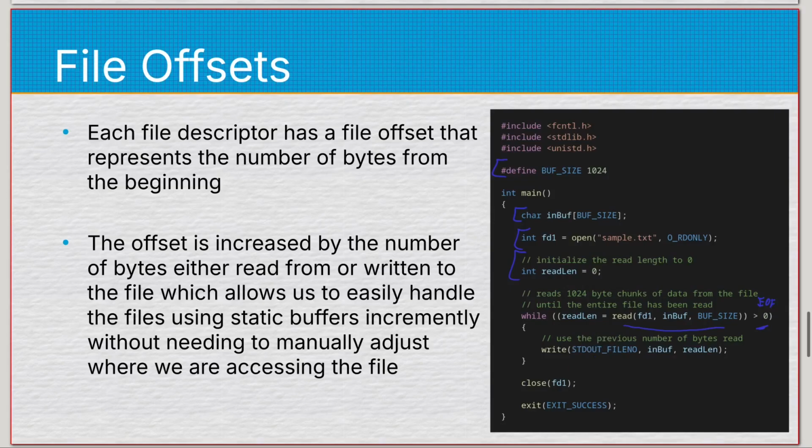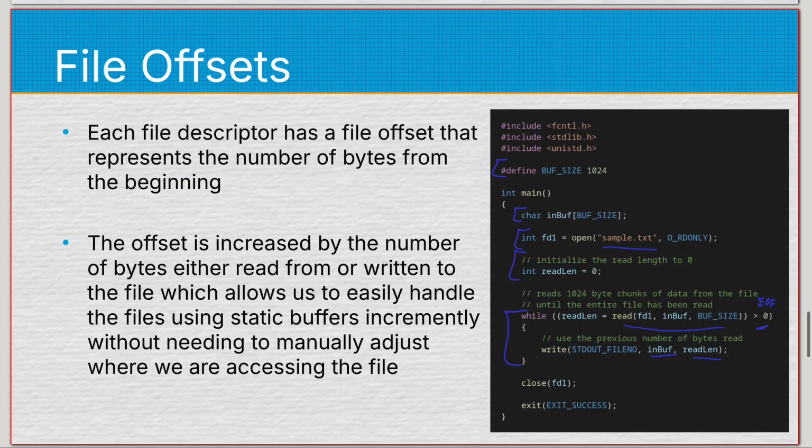Okay, so use the previous number of bytes read, and we will write to the standard output what we just read from the file. So all I'm doing here is just writing to the standard output the entirety of sample.txt, no matter how large this file is. So this could be 12 gigabytes.